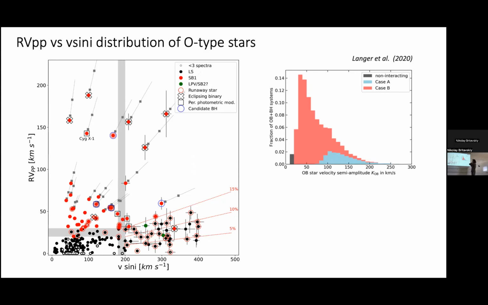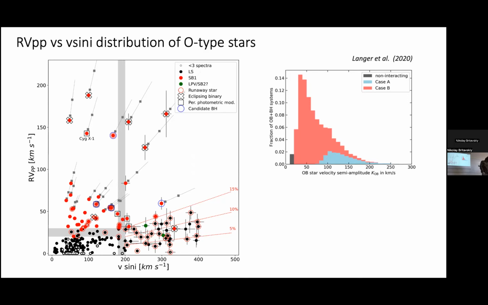And that's one thing which really gives us traction, that among all the systems we could have interesting binary configurations, because indeed, if all of them are post-interaction objects, what is the second companion? According to simulations, it can be very exotic objects, from an sdO, stripped star, to a black hole. That's another story, how to detect them.